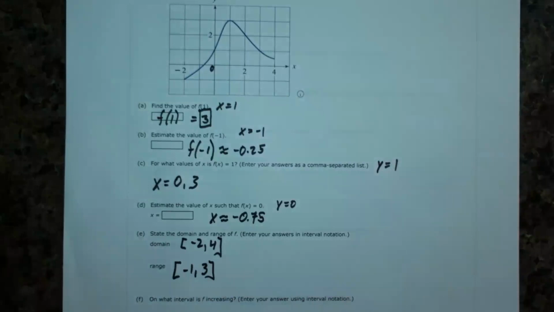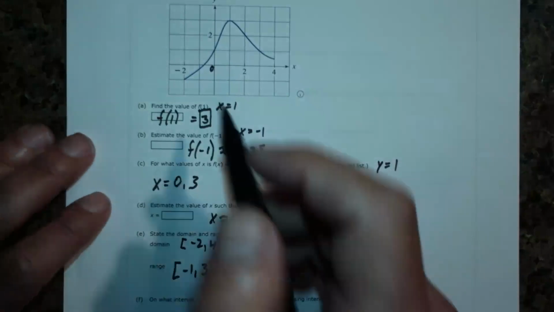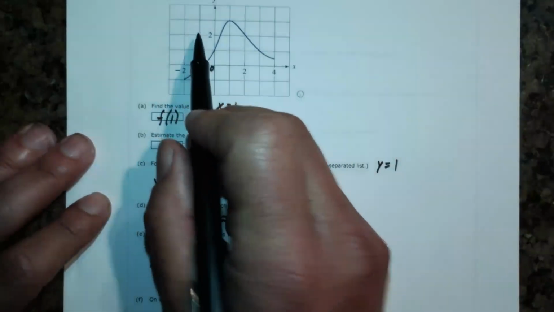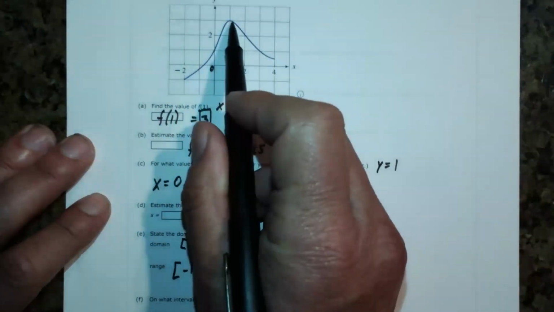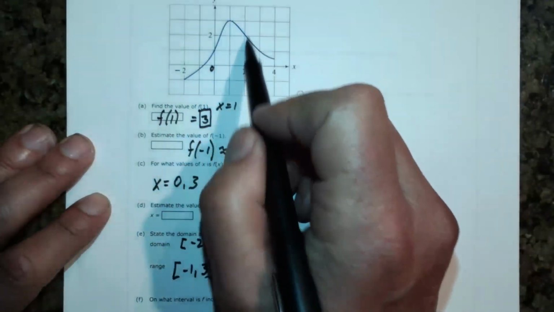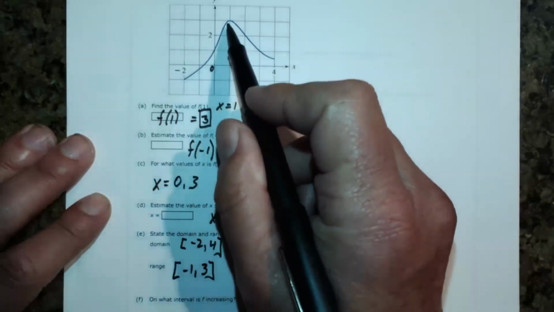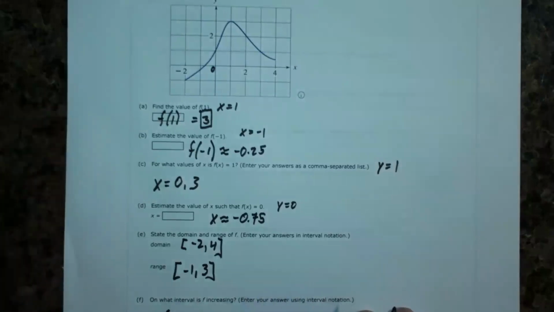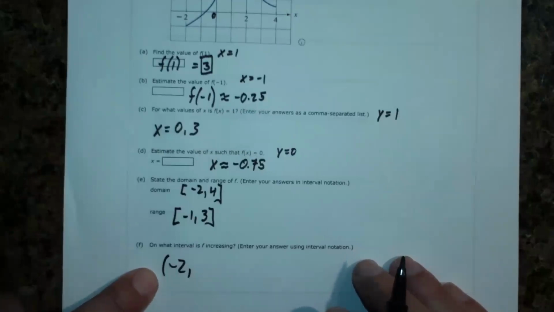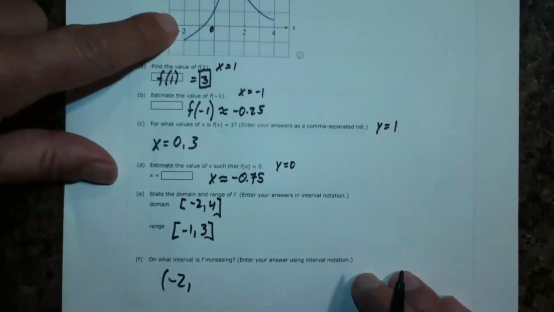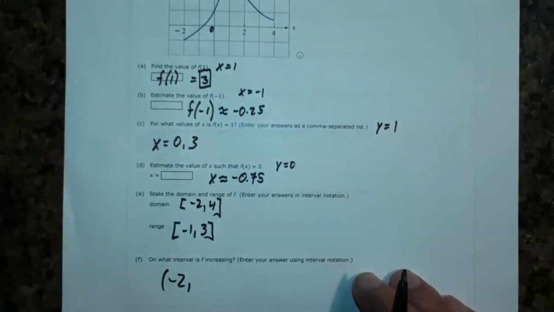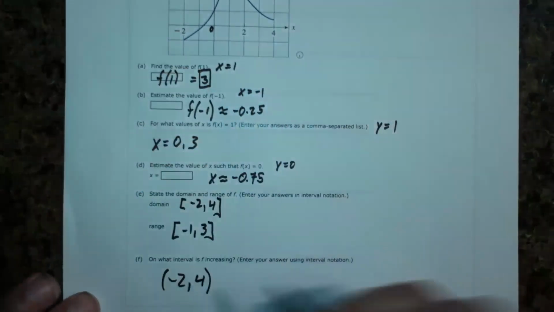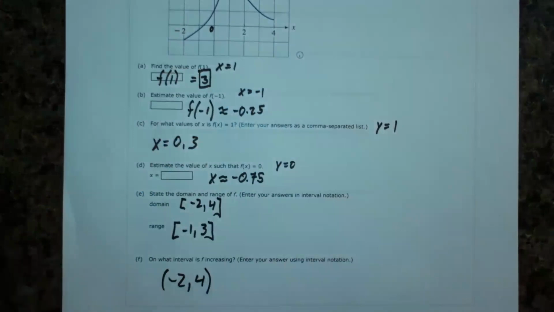Now, part F asks, on what interval is f increasing? Increasing means that as x is getting larger, y is getting larger. And you can see we are increasing all the way to here. Because after here, as x increases, y is decreasing. So we are increasing from, and these are going to be x values, we're going to go from negative 2. We tend to not include the endpoints. So I'm going to use parentheses here. Starting here at negative 2, and we're going all the way to here at 4. And that is problem 1.